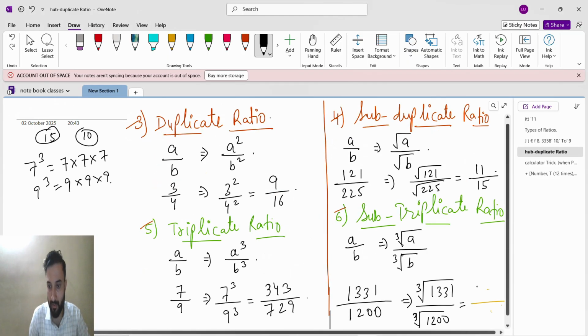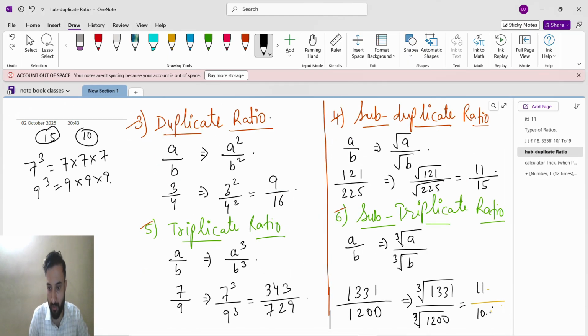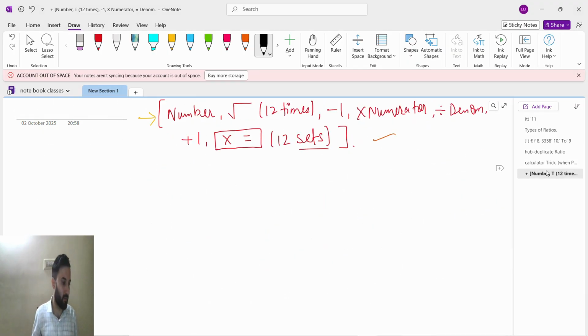So we'll write it here, that is 11 divided by 10.64. Okay, so these are the types of ratios. Just understand. Okay, I'm giving just 2 minutes. Just understand, guys.